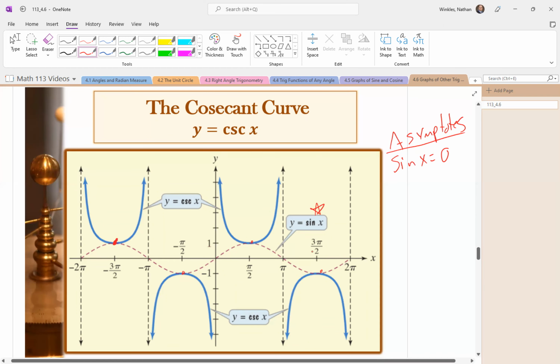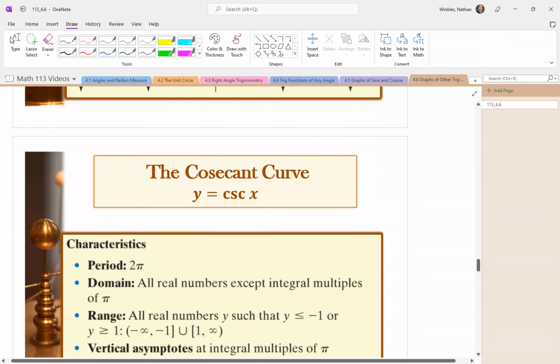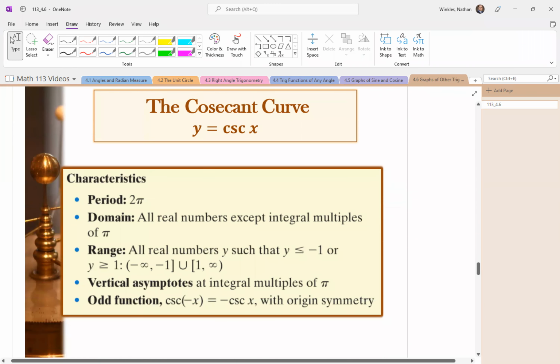Some characteristics of our cosecant curve: our period is just like sine because it's built off of our sine, so it has a period of 2 pi. The domain is all real numbers except for integral multiples of pi. The range is all real numbers y such that y is less than or equal to -1 or y is greater than or equal to 1. Vertical asymptotes at integral multiples of pi. It is an odd function, so cosecant of -x is equal to minus cosecant of x, and it has origin symmetry.